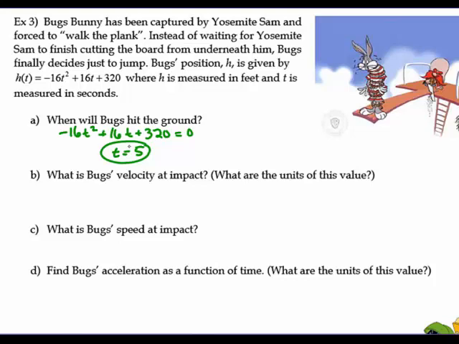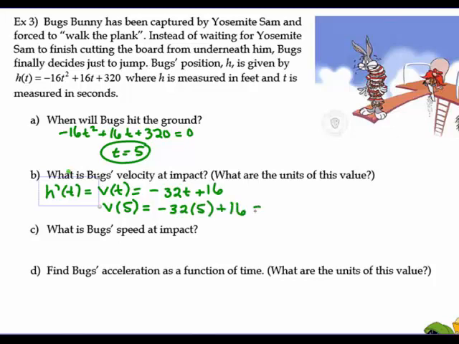What is Bugs' velocity at the time of impact? Well, velocity is the instantaneous rate of change in position. Velocity is the derivative of position. So his position is his height, so his velocity is going to be h prime or v of t. I don't care if you call it v, I completely understand that. So I then am going to change this to negative 32t plus 16. And if I want the velocity at the time of impact, he impacts at 5 seconds, so it's going to be negative 32 times 5 plus 16.